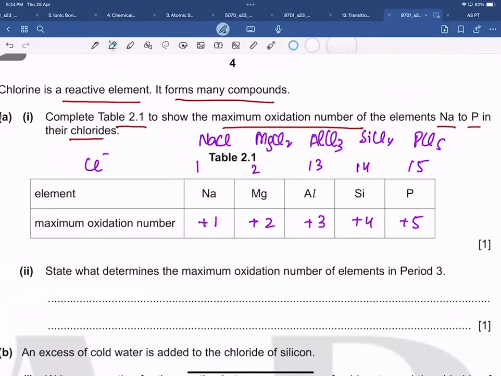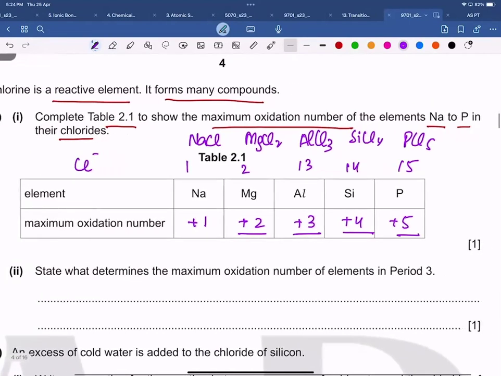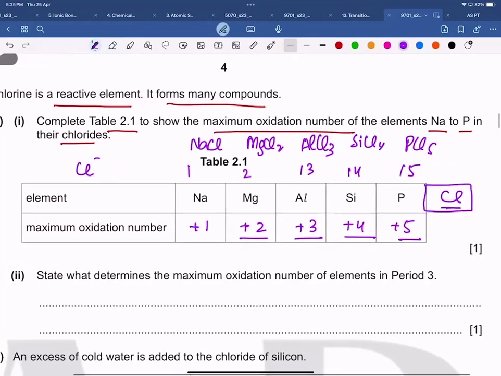As the number of electrons in the valence shell increases, they have the same oxidation number as the number of electrons present in their valence shell when they are bonded to chlorine. Why? Because chlorine is more electronegative than these. And how do we figure out that chlorine is more electronegative? Because chlorine is over here in the same period. As we have just discussed, electronegativity increases across the period, so it is going to be the most electronegative one. So it has a negative oxidation number and the rest of the elements have the positive oxidation number.